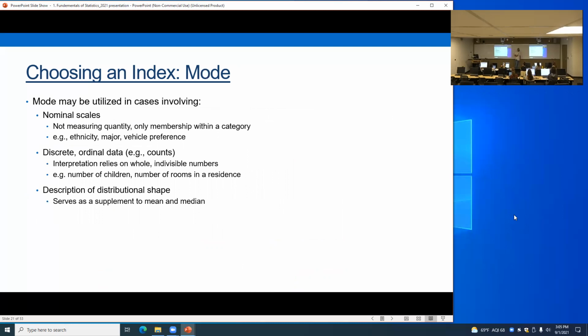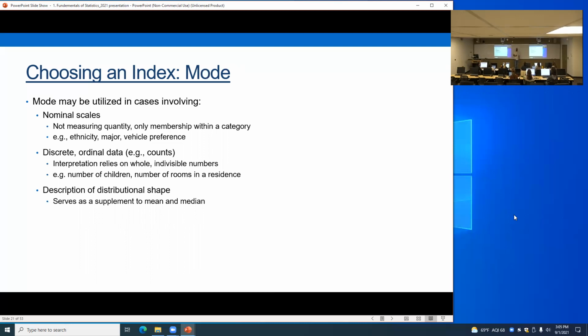Finally, choosing the mode. If I've got nominal scales, things like race, ethnicity, favorite cereal, preferred internet browser, these are all things that people may have strong opinions about, which group they're in or not in, but these are inherently nominal values. These are just named categories, right? So median doesn't make any sense.